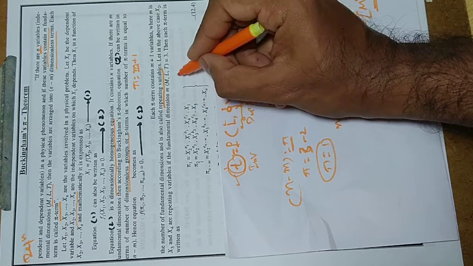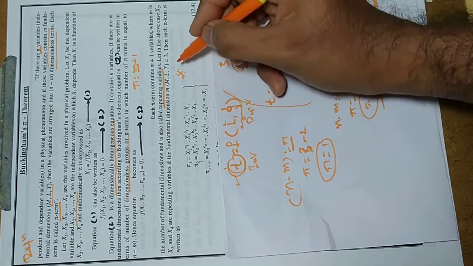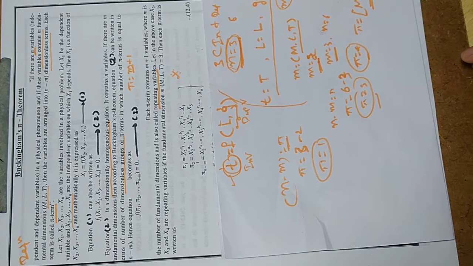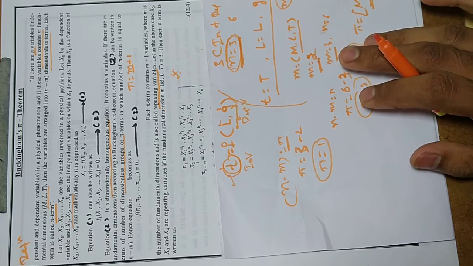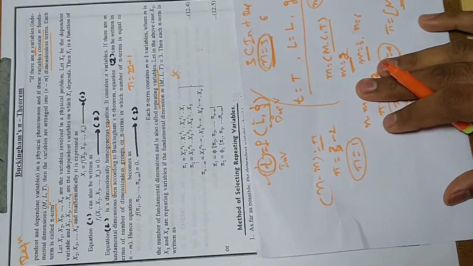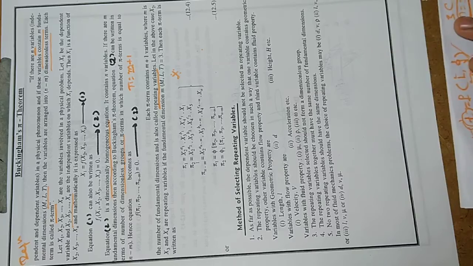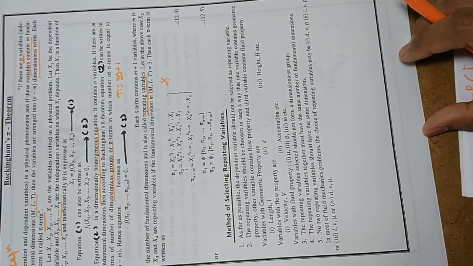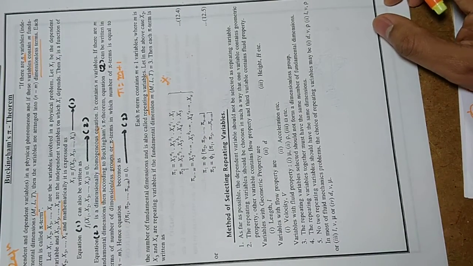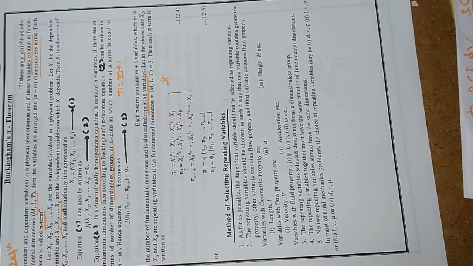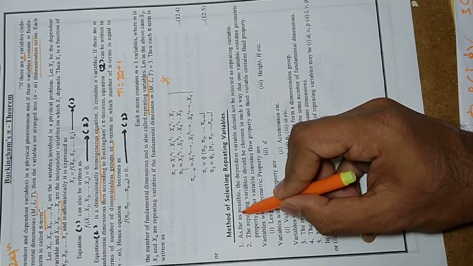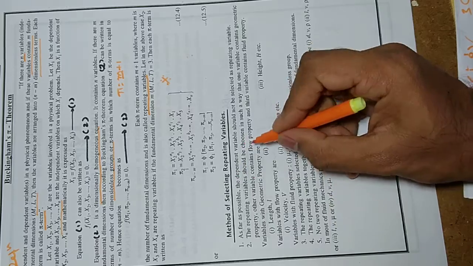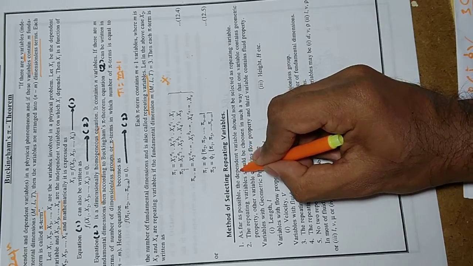This is one more very important concept, understanding the repeating variables. You have to choose the repeating variables in the given problem. See how to choose the repeating variables. Here there are some rules. One very important rule about the repeating variable: the repeating variable should not be a dependent variable.